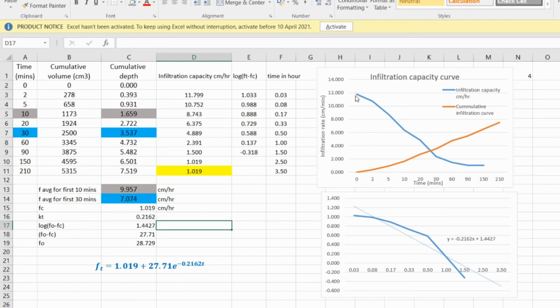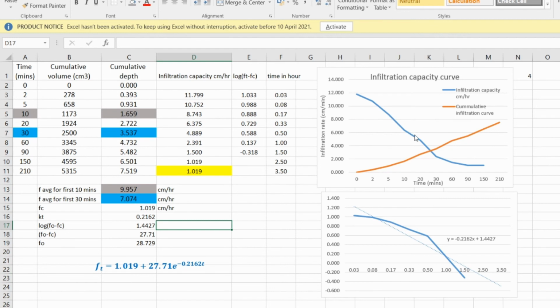I hope you know how I have drawn these two curves. For the infiltration capacity curve, we have these values as y, and as usual, time will be in minutes. Now to calculate the cumulative infiltration curve, I use these depth values on the y-axis and this as my time on the x-axis. So this is how I calculated the infiltration capacity curve and the cumulative infiltration curve.